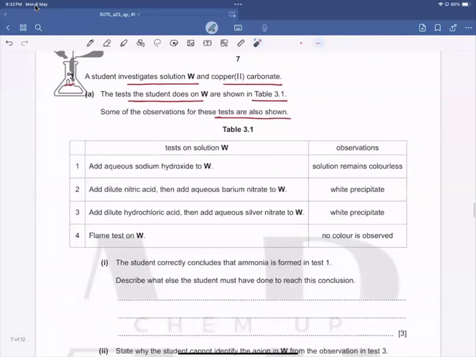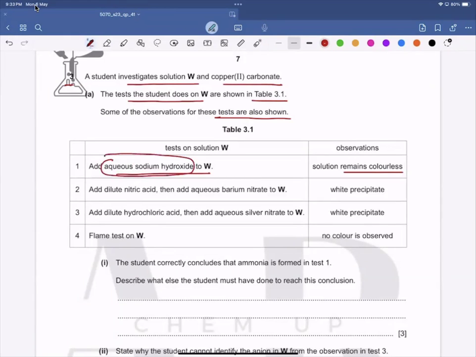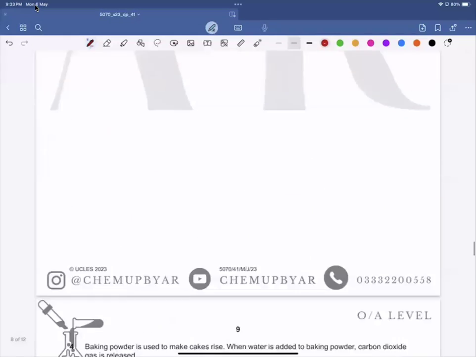Okay. So add aqueous sodium hydroxide to W, solution remains colorless. See, always remember, aqueous sodium hydroxide is used for the cations. And if you observe that the solution remains colorless, it means there is a possibility of an ammonium ion. There is a chance that it must be an ammonium ion and no metal ion in it. If you see over here, you can check it from here.